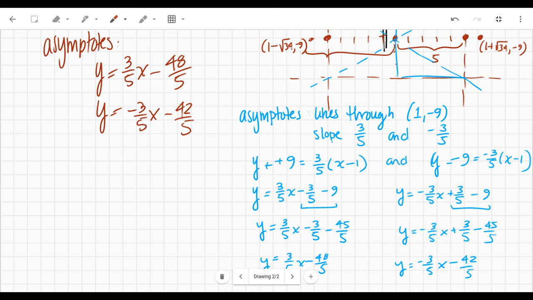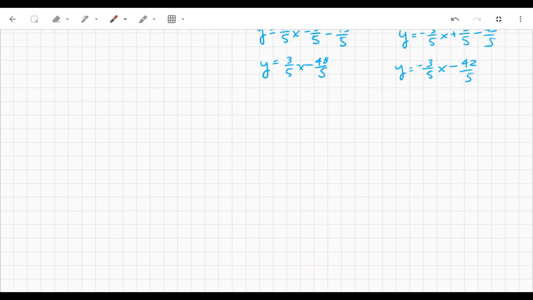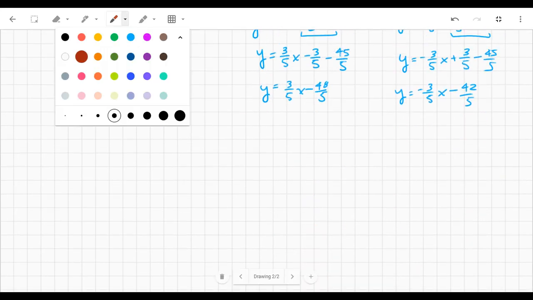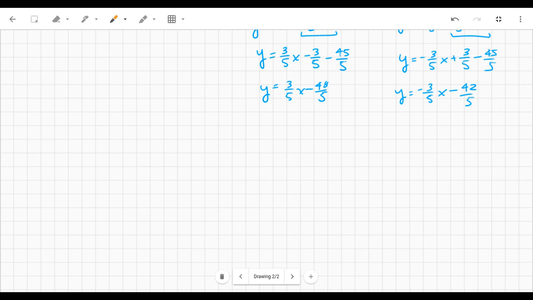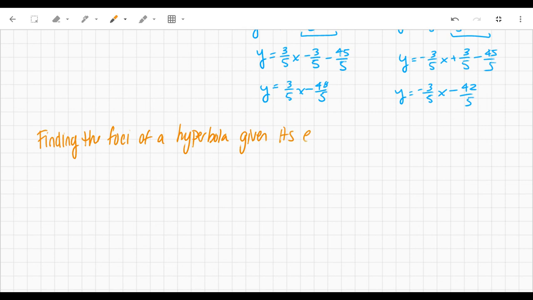Next one. We have finding the foci of a hyperbola given its equation in general form. Okay, so just the foci. All right.